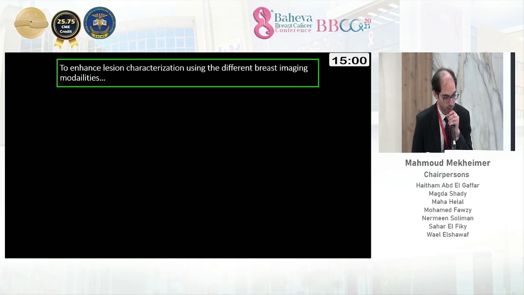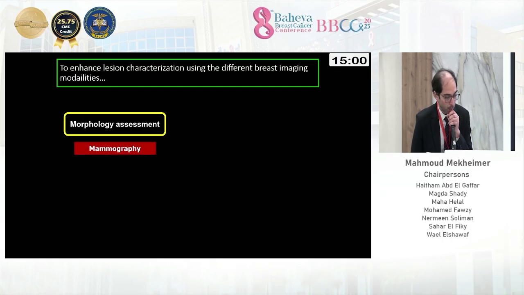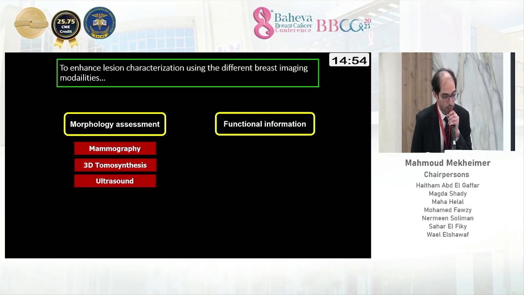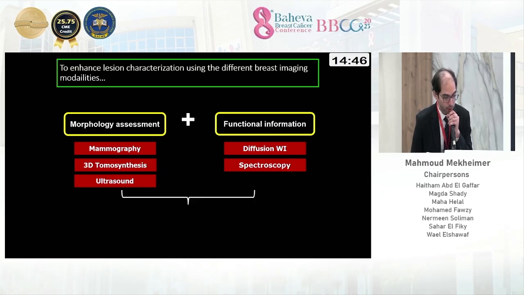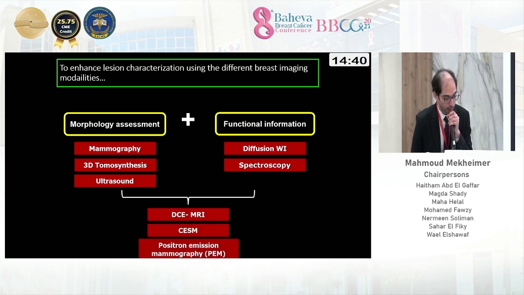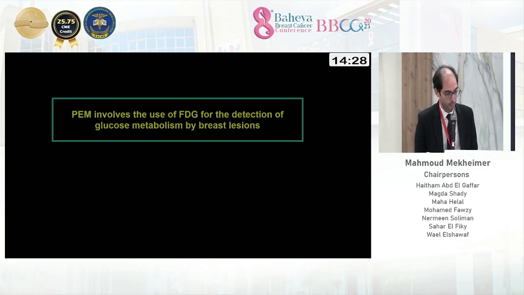become a real challenge. Different breast imaging modalities can assess morphological information, such as mammography, 3D tomosynthesis, and ultrasound, or can assess functional information, such as diffusion-weighted images and spectroscopy, or can combine both morphological and functional information, as dynamic contrast MRI, contrast-enhanced sonomammography, and positron emission mammography.